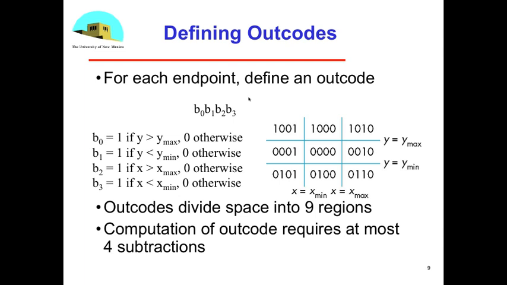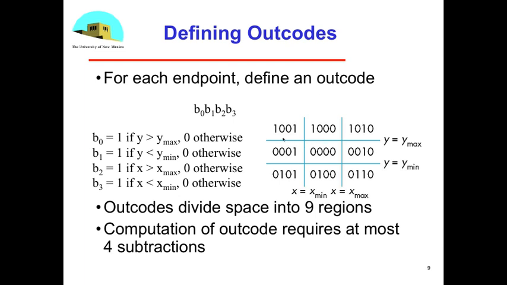And we'll have a 4-bit number, or a variable, where a bit is set depending on whether it's above or below, to the right or the left. Let's assume B0 is the one for the top, B1 is the one for the bottom, B2 for the right, and B3 for the left. So what that does is divide space up into 9 regions, where each region is characterized by this 4-bit outcode.